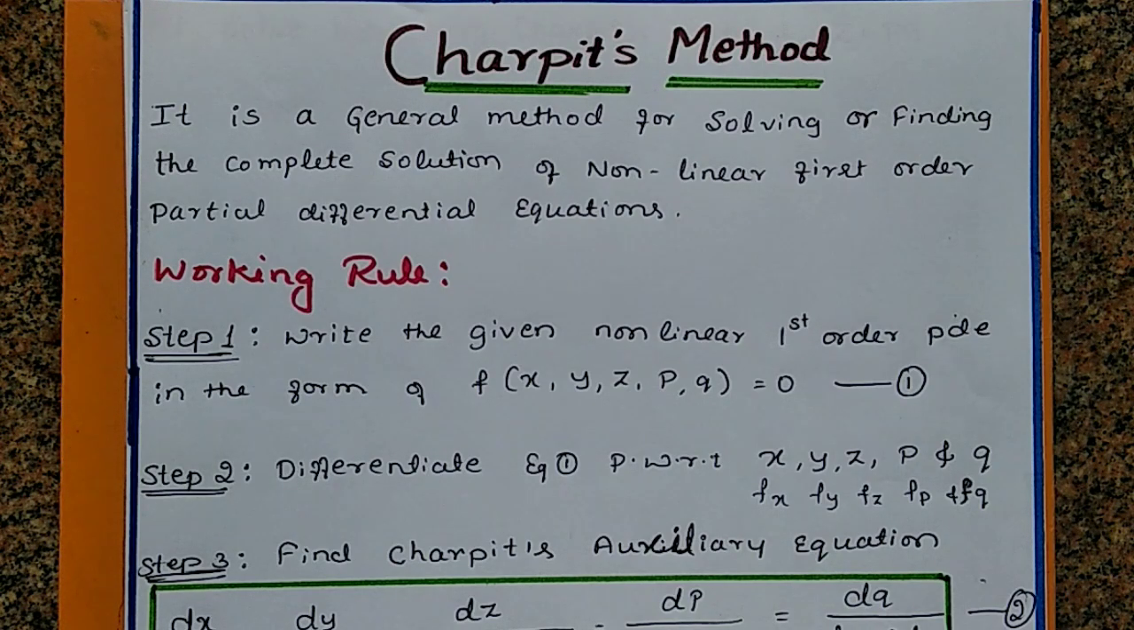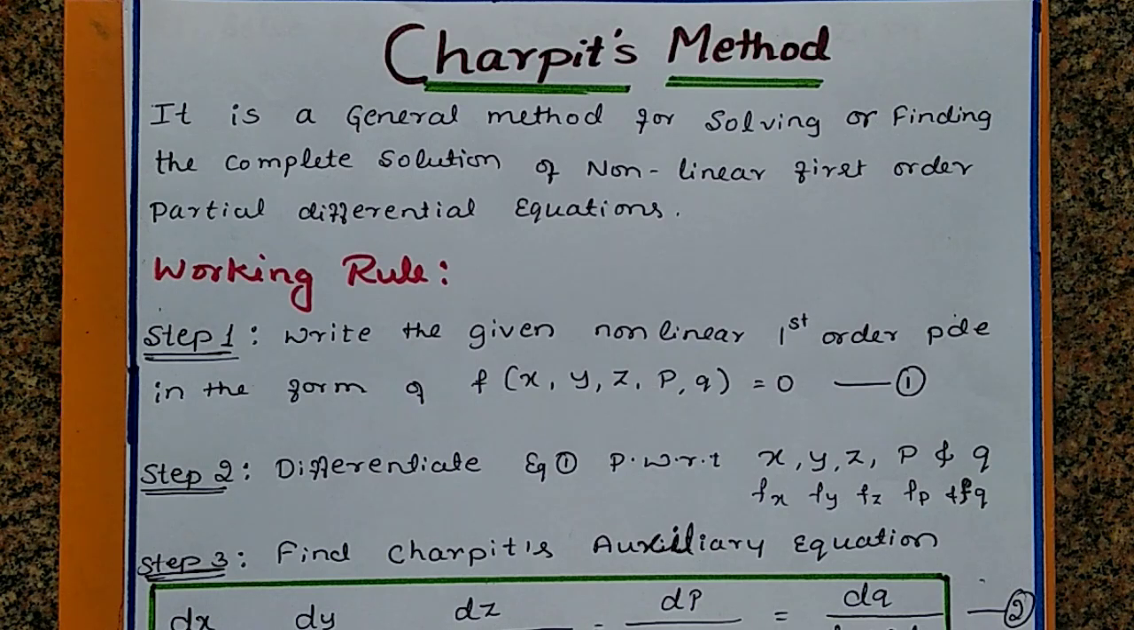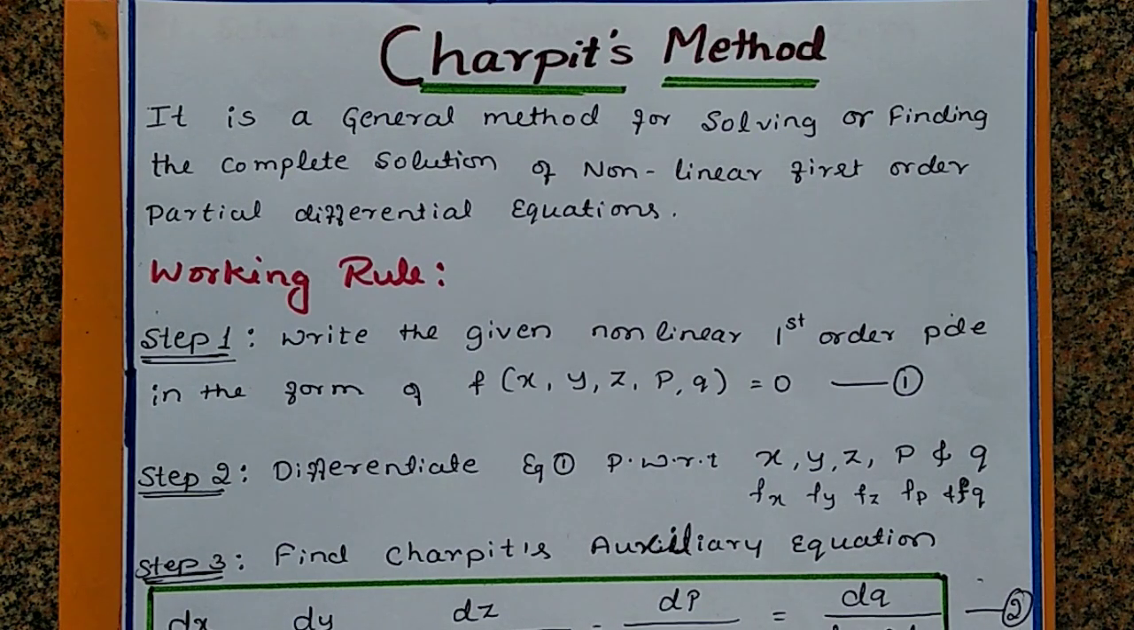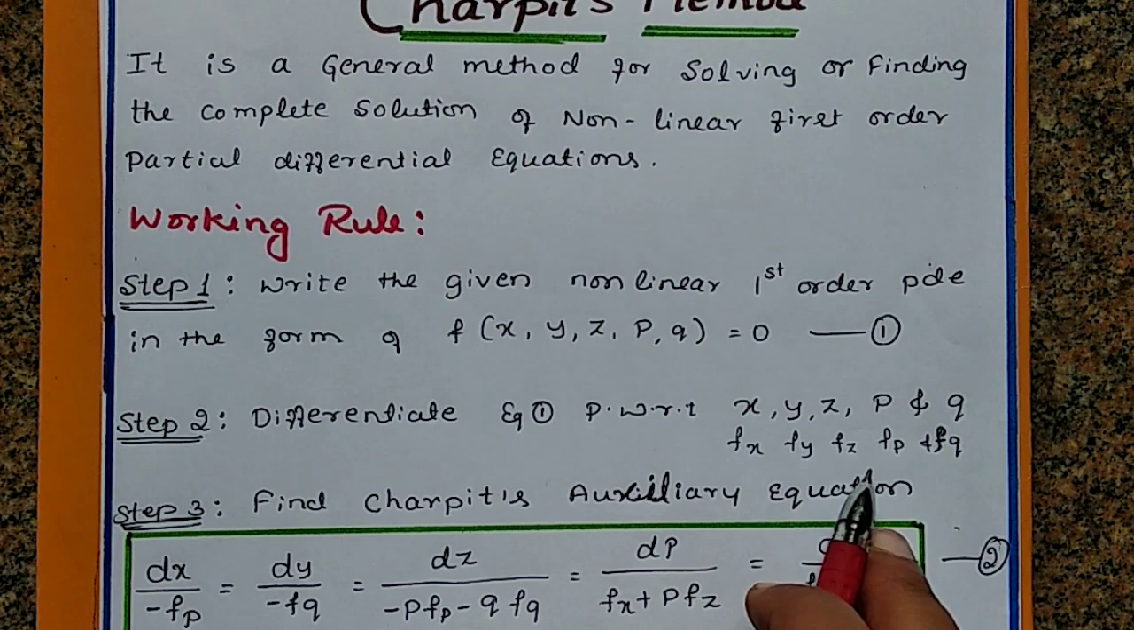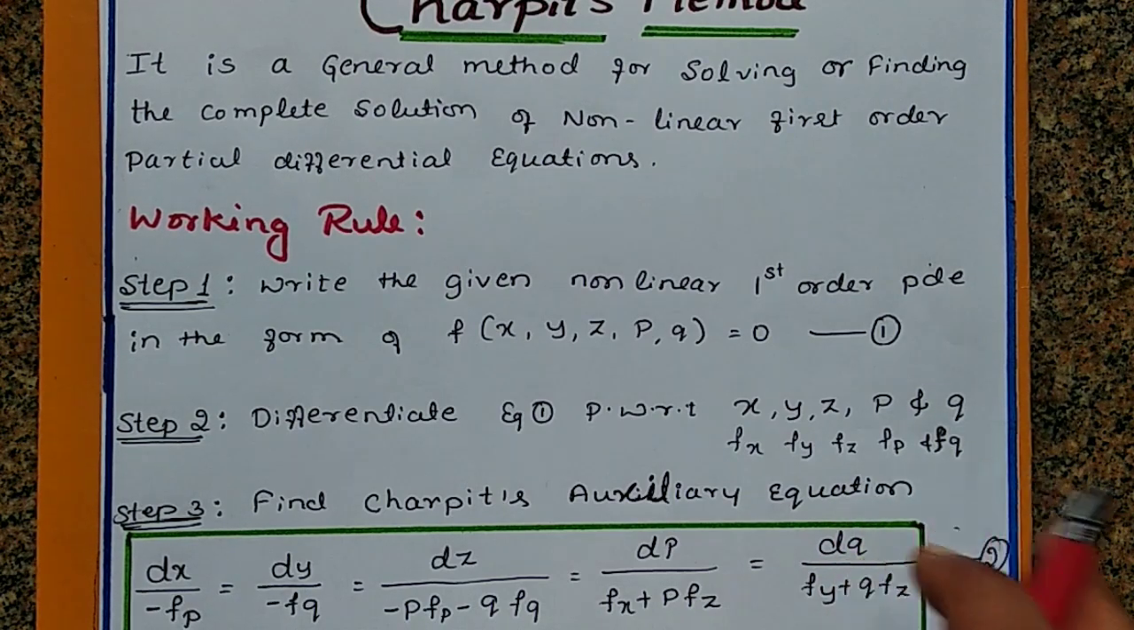First we have to write the given equation in the form of f of x, y, z, p, q is equal to 0 and call it as equation number 1. Next we have to differentiate equation number 1 partially with respect to x, y, z, p and q. Then we will get fx, fy, fz, fp and fq.